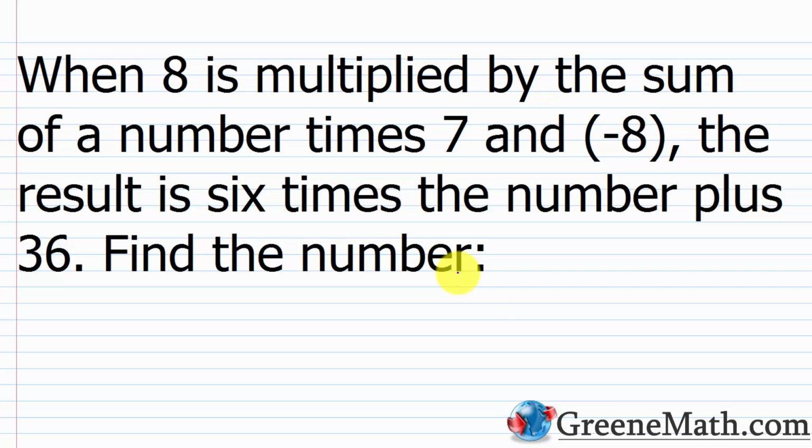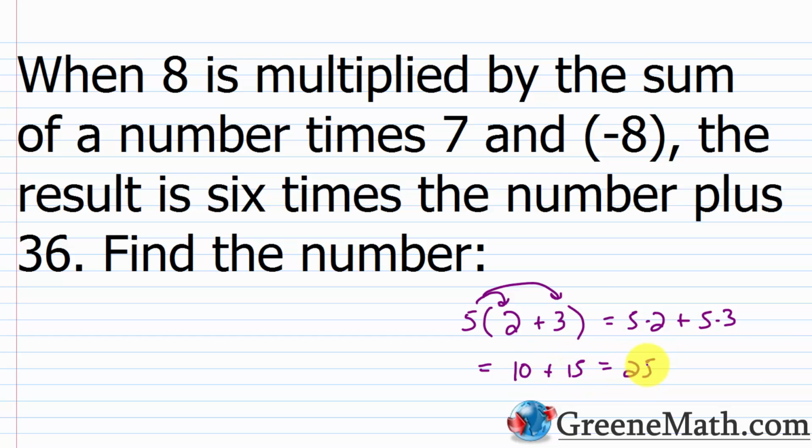I want you to recall, if I have something like 5 times, let's say I just write 2 plus 3, I would do 5 times 2 plus 5 times 3. And that gives me 10 plus 15, which equals 25. I know that if I combine 2 and 3 through addition, I'd have 5. 5 times 5 is 25.